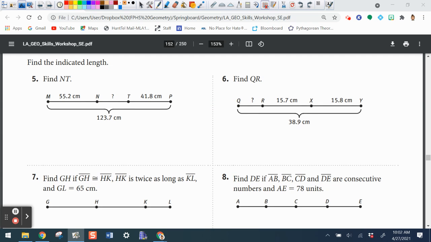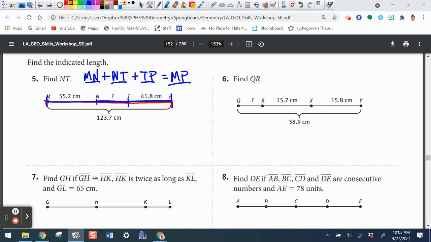So item 5 tells us to find the indicated length. Now notice that the portion that we're looking for is not from the two endpoints of our line segment, but just a portion of our line segment. So we should know, using the segment addition postulate, that MN, that length, when added to NT and added to TP, we get the total length from M to P. This is the segment addition postulate, where these three portions of line segment MP combine to create line segment MP.